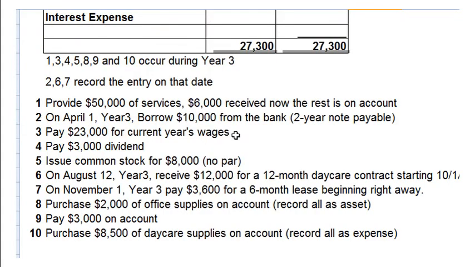Transaction 3, the firm pays $23,000 for the current year's wages. Was cash involved? Yes, in this case, cash will be decreased. We have a cost here. The question you generally want to ask yourself when a firm incurs a cost is, was that cost to get an asset, or did we incur an expense? In this case, it's the current year, year 3's wages being paid, so the benefit of those wages was all used up in generating daycare revenue for year 3. $23,000 will be wage expense.